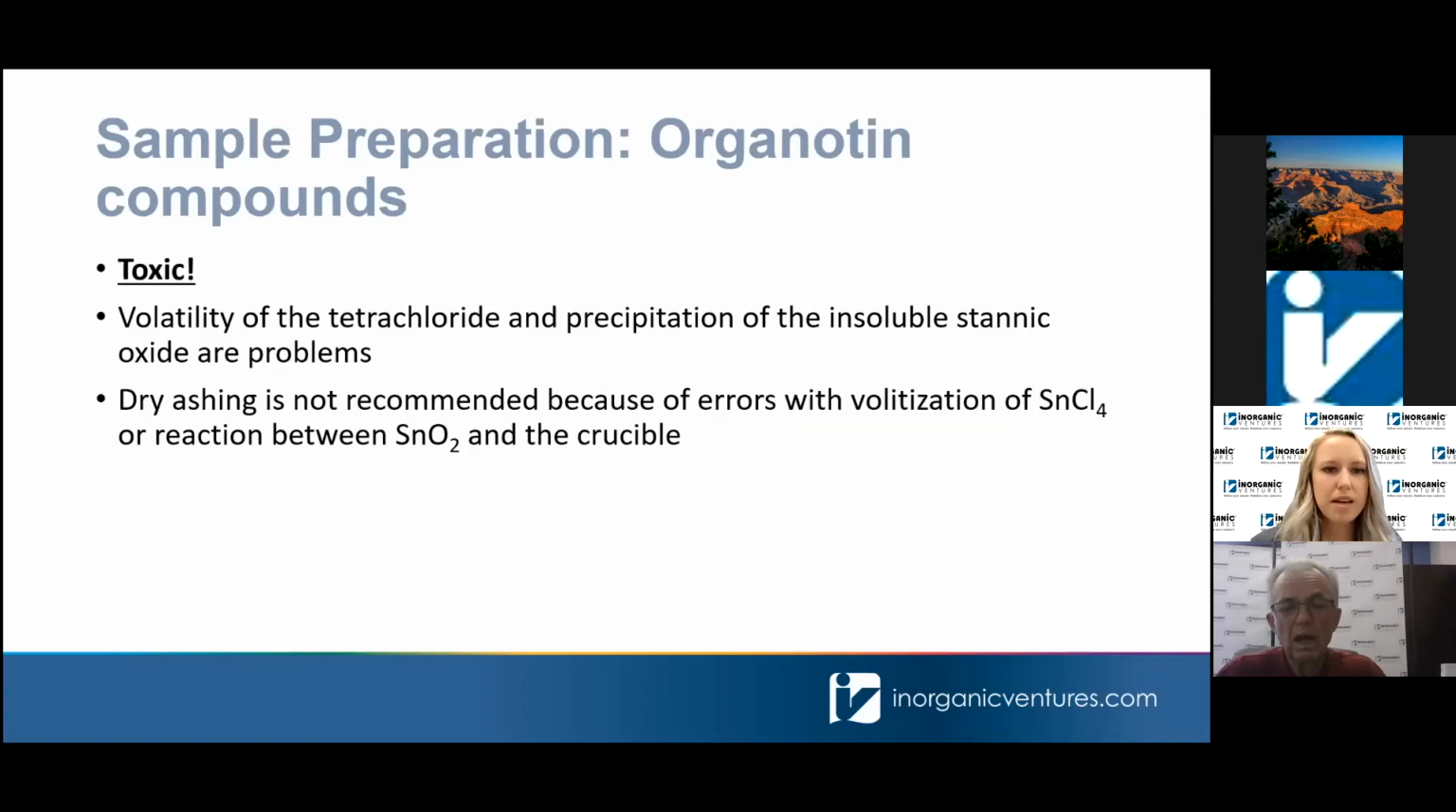One of the main concerns is, again, the volatility of the tetrachloride, as well as the precipitation of stannic oxide. Like what we saw for mercury as well, we don't usually recommend dry ashing, not only because of the loss of tin, but also the stannic chloride or stannic oxide can react with the crucible. And so that's going to cause issues with not only loss of your tin in your current analysis, but also contamination for future analyses that you're doing using that crucible. So that's something that you just want to keep in mind for these type of reactions.